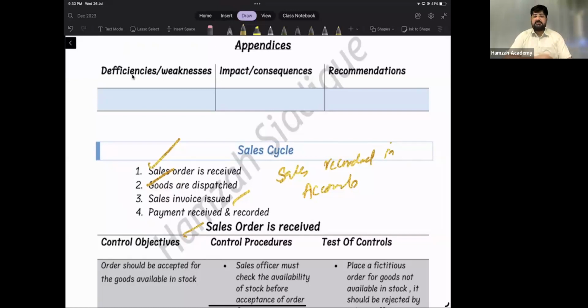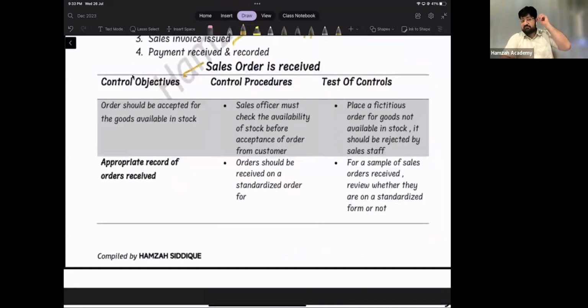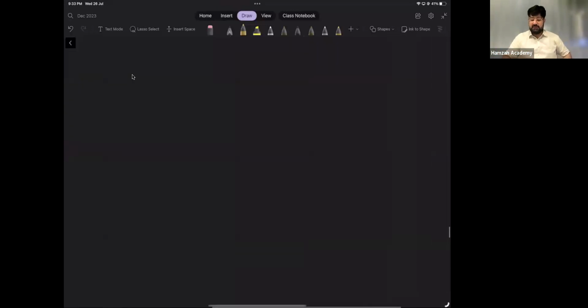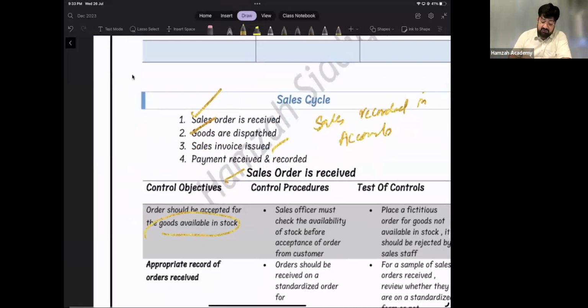Now, the next point is, sales order is received. So the objective is that when the customer places the order, the customer comes or makes a call, the purpose is that only goods which are available in stock, the order is accepted for those. So a company has implemented a system that whenever a customer comes and asks for goods, they check the stock and then say, okay, accept it if it is available. Very good. Practical step to achieve it.